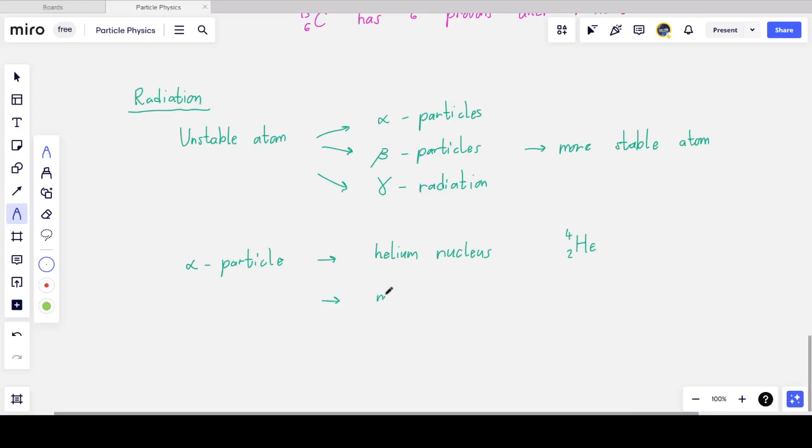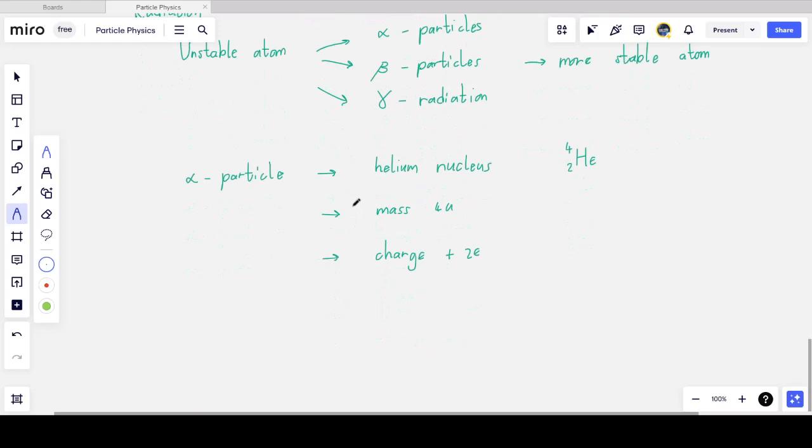From here we can see that the mass would be 4 atomic mass units, because there are 4 things in this nucleus. And the charge would be 2e. It doesn't have any electrons, it only has 2 protons, so it will be a plus 2e. And you can read further, but what you will find is alpha particles are highly ionizing. They are extremely dangerous, even though they don't penetrate that far.